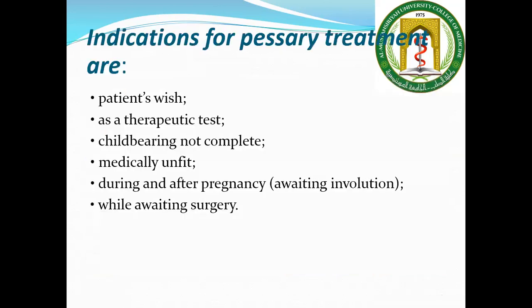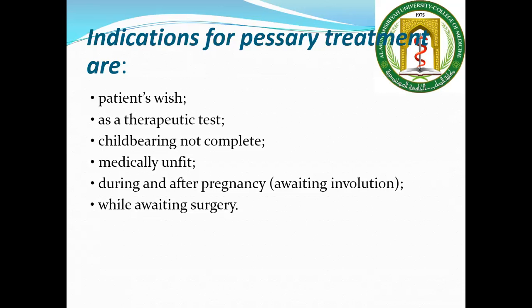Indications of conservative treatment and pessary treatment: when the patient does not want surgery, it can be done as a therapeutic test. When the childbirth is not complete, put in mind that if you do surgery for the patient and she gets pregnant again and delivers again, the condition will recur. And at such time, the treatment will be difficult. So once the patient is young, not completing her family, we put in a ring. And then after completing the childbirth, we can do the definitive surgery.